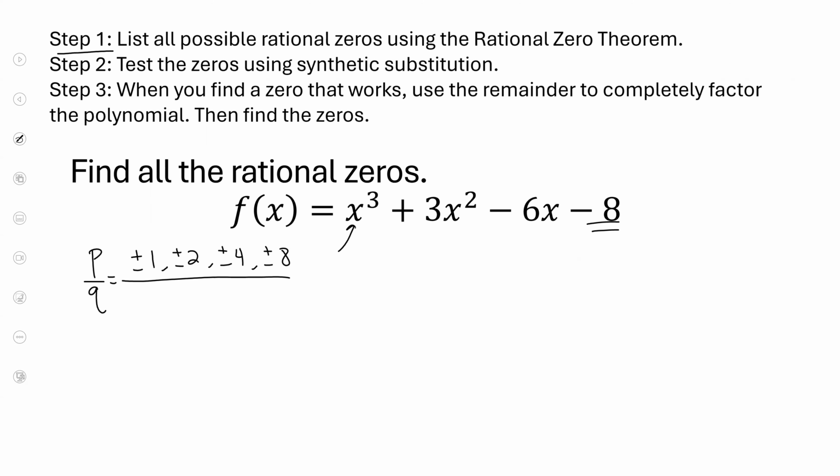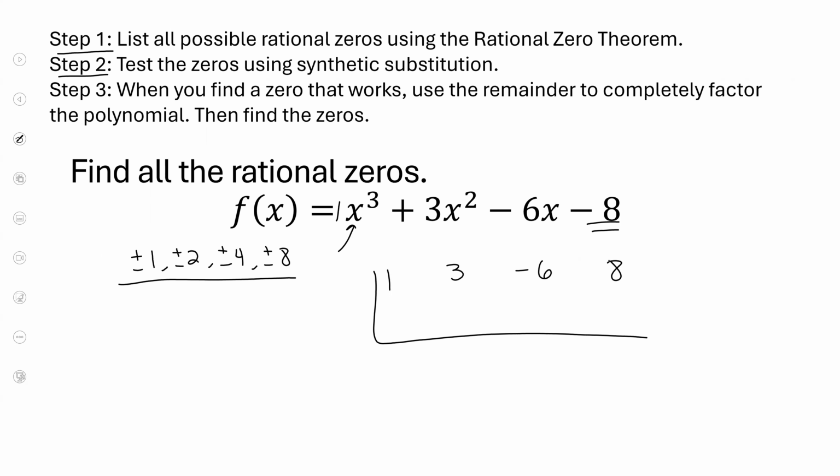And the factors for 1 are just 1 and -1. So I really don't have to write that. Anything divided by 1 is just itself. So these are my possible answers. So these are my possible rational zeros. What I'm going to do now is I'm going to test some zeros using synthetic substitution. So I'm going to use synthetic division here. 1, 3, -6, 8. And I'm just going to test 1. I like to start with 1.